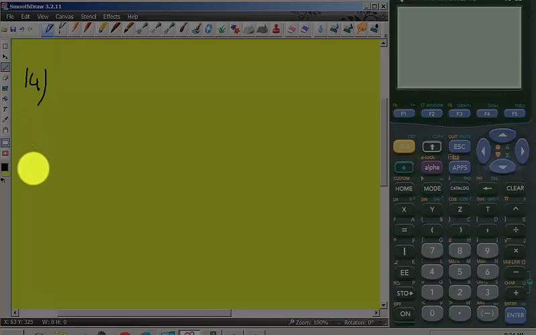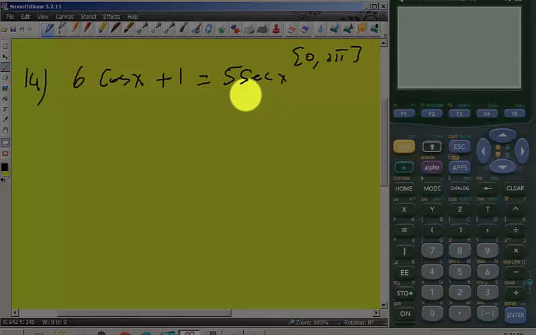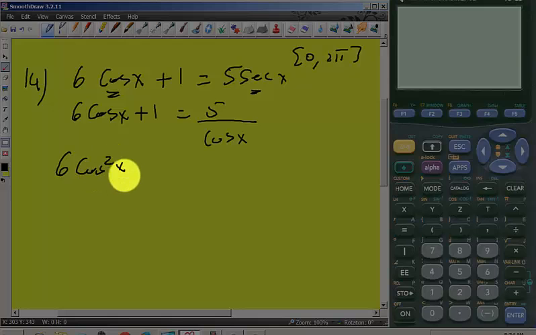Alright, number 14. You have 6 cosine of x plus 1 is equal to 5 secant of x, 0 to 2 pi. Again, I have secants and cosines. Can't have that. I have everything in terms of cosine. So I'm going to write 6 cosine of x plus 1 is equal to 5 over cosine of x, because that's what secant x is. Multiply everything by cosine. Well, 6 cosine squared x plus cosine of x is equal to 5.